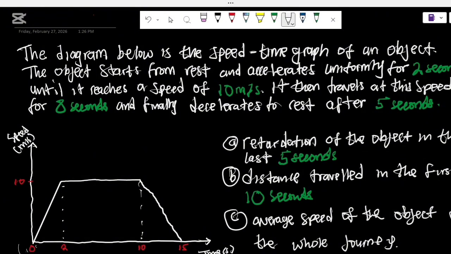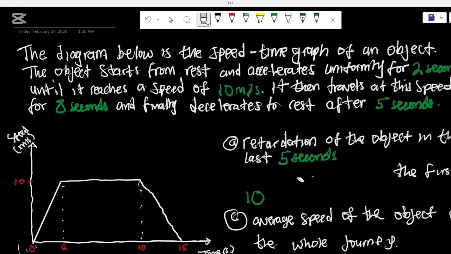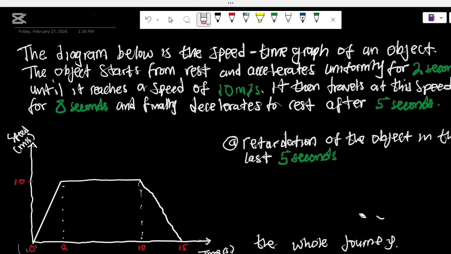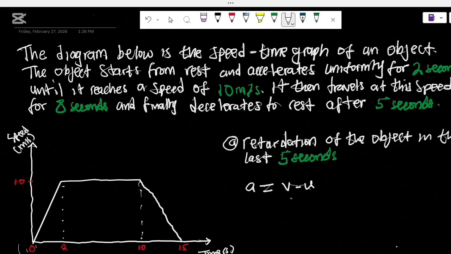So the first question is, find the retardation. And notice that this is retardation, which is negative acceleration. Find the retardation of the object in the last 5 seconds. Let's first erase this. Whenever you're finding the retardation or deceleration, remember that you're talking about acceleration, except that this is negative acceleration. So let's write the formula here. Acceleration is equal to final velocity minus the initial velocity over time. So let's collect the data here.